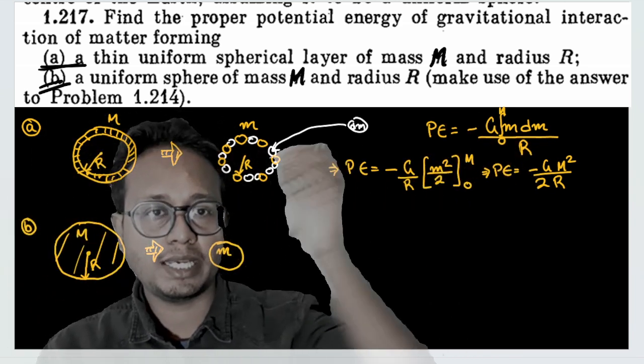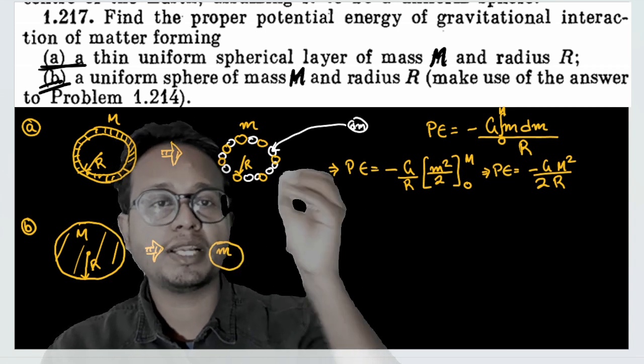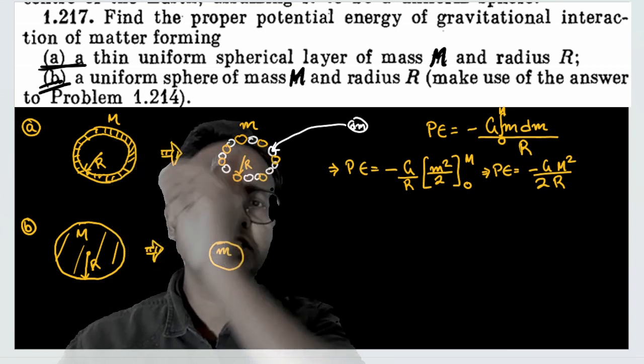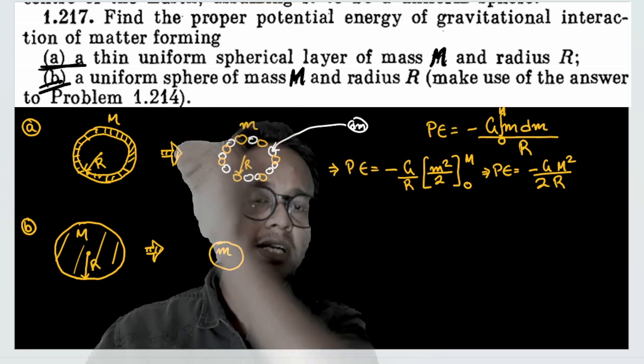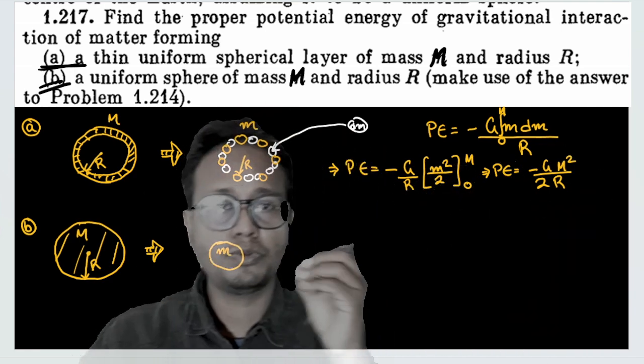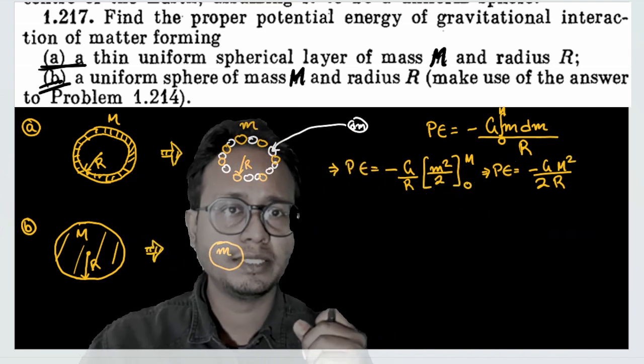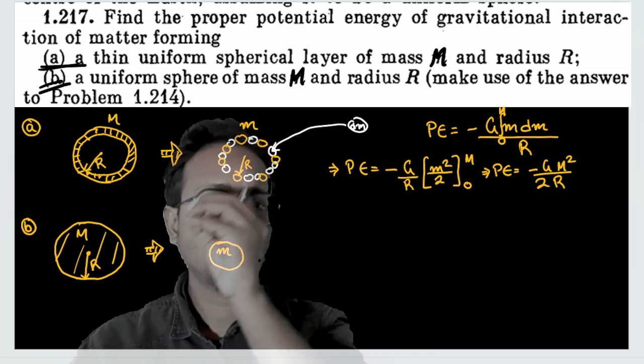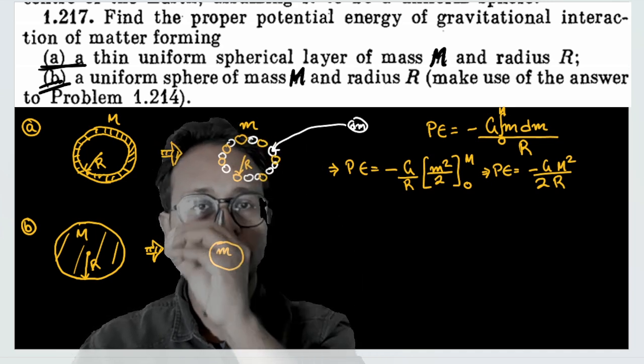To move this mass around, we do not need any work, or no work is done by gravitational force. Why? Because when this basic mass is moved, there is no external gravitational field. There is no other mass to apply a gravitational field on this mass, isn't it? So there is no work done, and the potential energy would be zero. There is no change in potential energy.